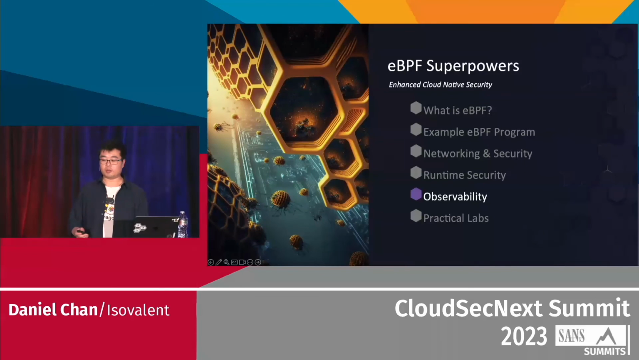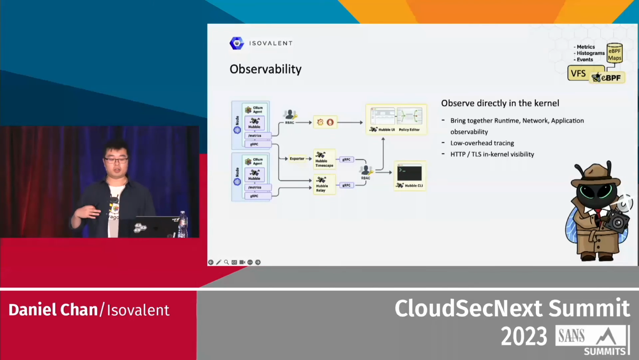So finally, let's bring everything together with observability. We've talked a lot about how eBPF can help us with network attacks and runtime attacks. It can also help us with detection as well. Observability is naturally made much simpler by eBPF. We can monitor our applications, their runtime, and their network activity directly within the kernel. We can get very low overhead tracing for things like network performance, network protocol use, things like that. And one project that builds observability from eBPF is Hubble.